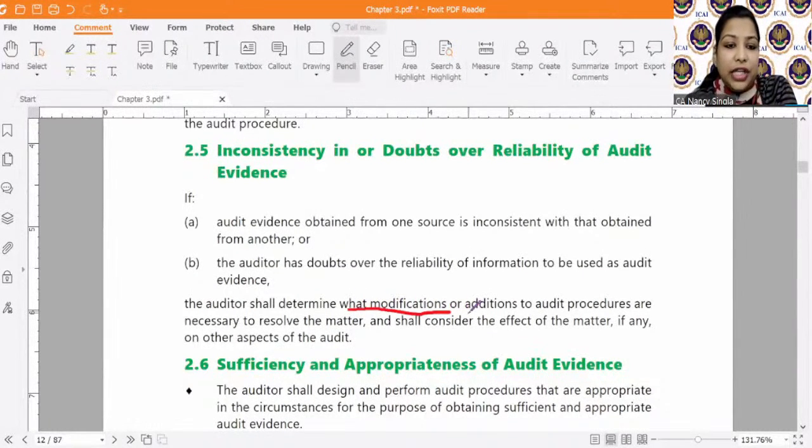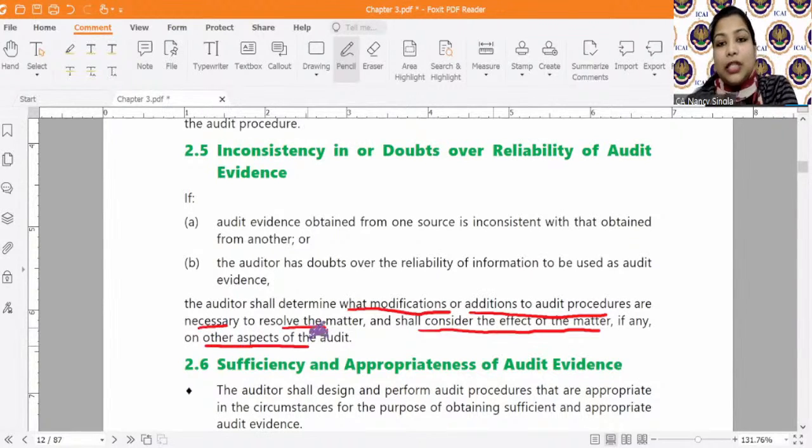He shall determine modifications or additions to the audit procedures which are necessary to resolve the matter, and he shall consider the effect of the matter on other aspects of the audit. What is meant by he shall consider the effect of the matter on other aspects? Let's say I have asked the management to give something to me in writing, which is a written representation. We will be doing this in detail in SA 580. I can always ask the management, you give this to me in writing. Let's say with respect to a debtor balance only, I as an auditor am unable to obtain external confirmation from debtor Mr. Shah. So I went to the management and told them, please give this to us in writing, and whatever management gave you in writing and whatever is appearing in the ledgers, there is a difference between these two documents.